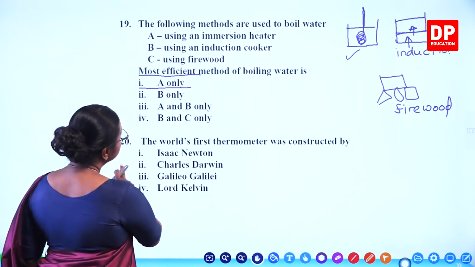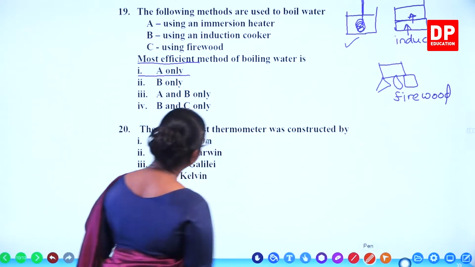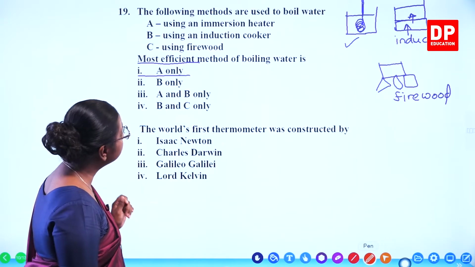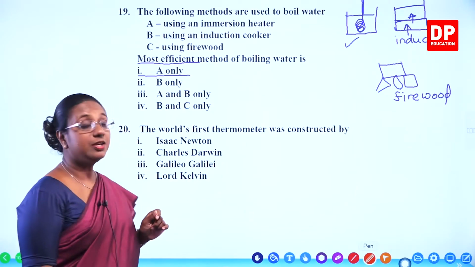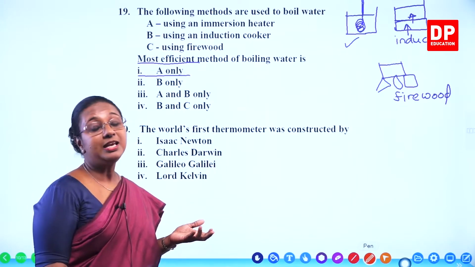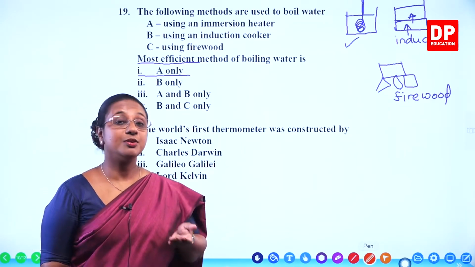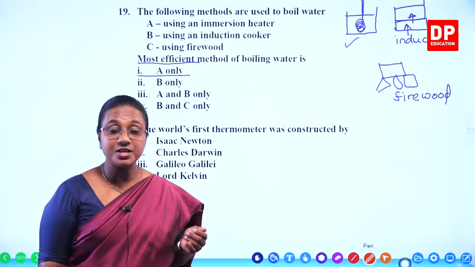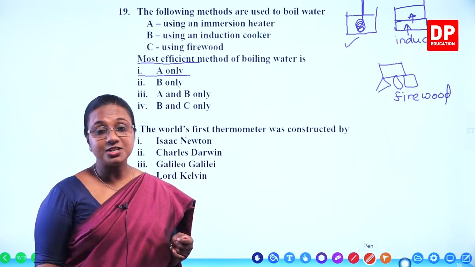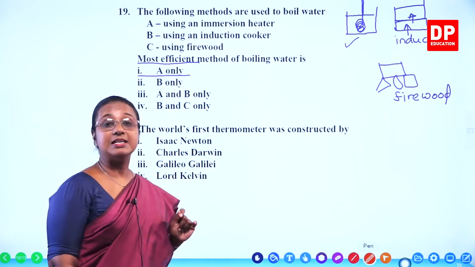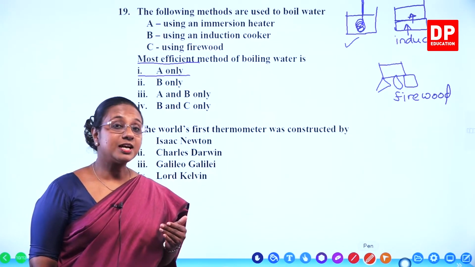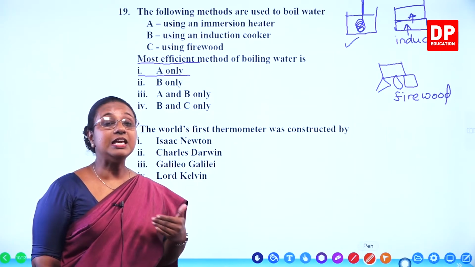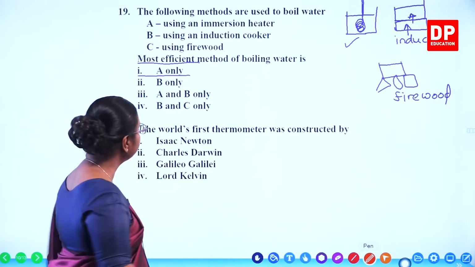Then we have the 20th question. The world's first thermometer was constructed by Isaac Newton. What is he involved with? A lot of things. You can remember Newton's laws, the gravitational acceleration, all those are by Isaac Newton. Then Charles Darwin. We have not come across Charles Darwin. He proposed the theory of evolution.